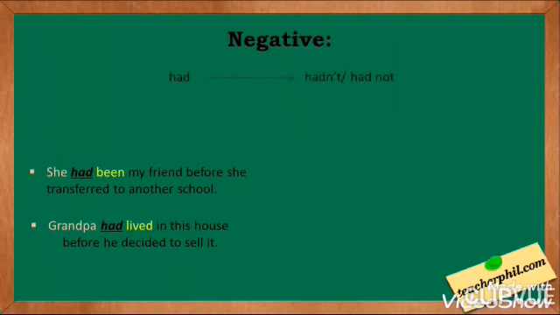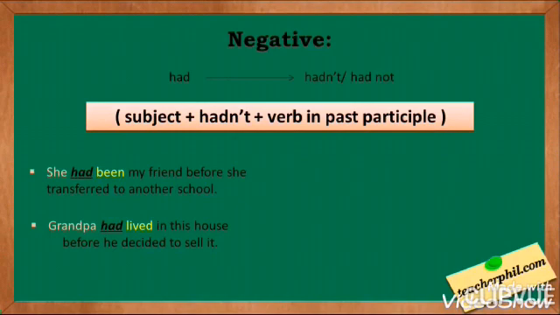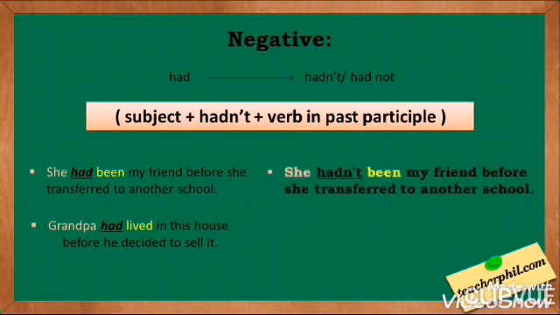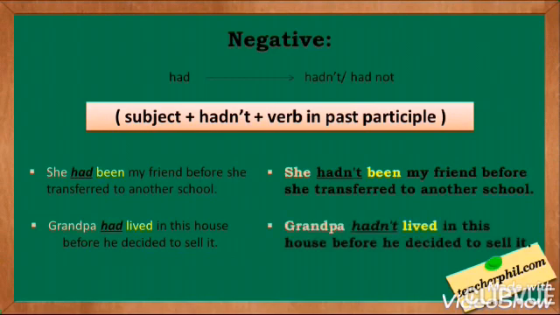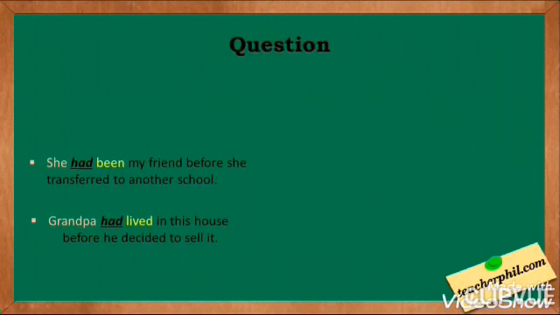The negative form of the past perfect, it will be hadn't or had not. We put the subject plus hadn't plus the verb in the past participle. For example, she had been my friend before she transferred to another school. It will be she hadn't been my friend before she transferred to another school. The other example, Grandpa had lived in this house before he decided to sell it. The negative form, Grandpa hadn't lived in this house before he decided to sell it.